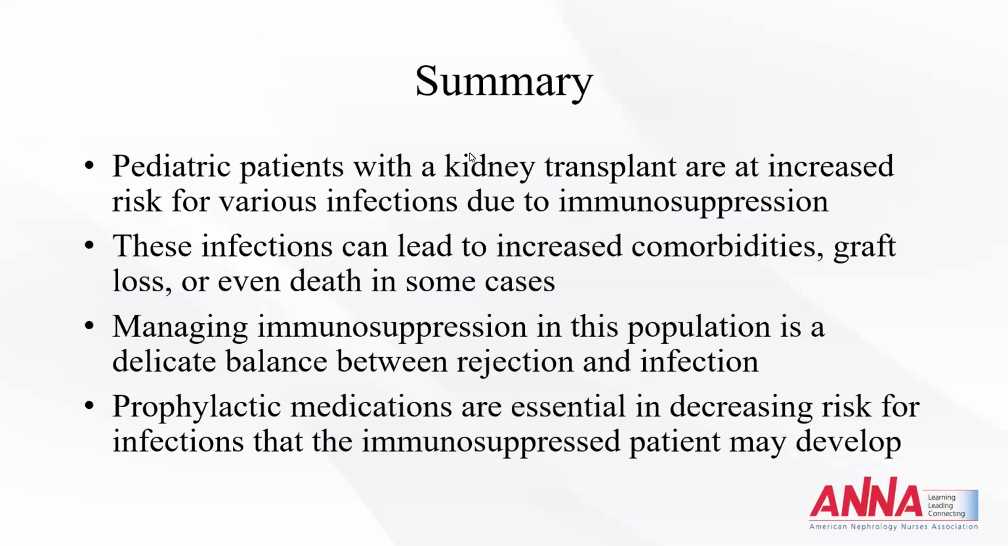So in summary, hope you enjoyed this lecture, but pediatric patients with a kidney transplant are at increased risk for various infections due to immunosuppression. Duh. These infections can lead to increased comorbidities, as we discussed, graft loss, PTLD, or even death in some cases. Managing the immunosuppression in this population is delicate. It is a very delicate balance between rejection and infection, and that's the most common thing we think about when treating these patients. I need to give enough, and specific, immunosuppression to prevent rejection, but not so much that I'm causing a lot of infections, because infections, as you've seen, can cause a lot of serious comorbidities as well.